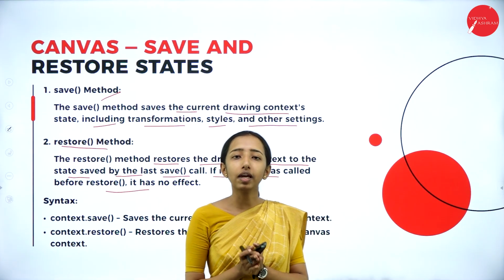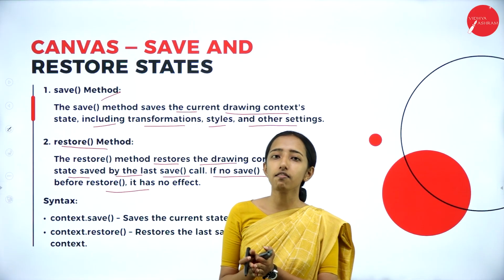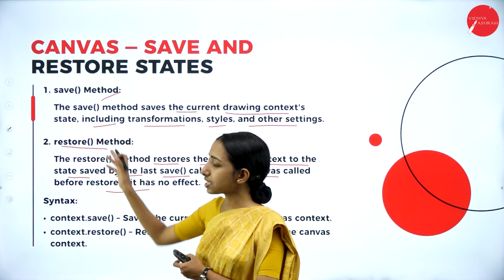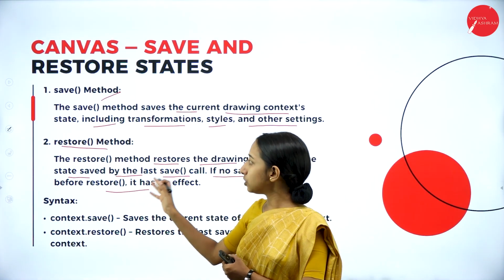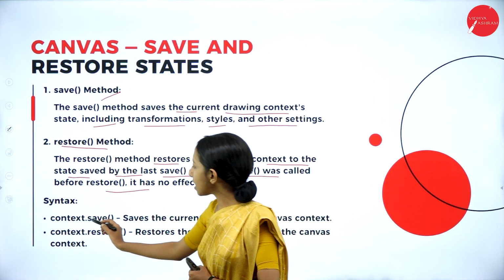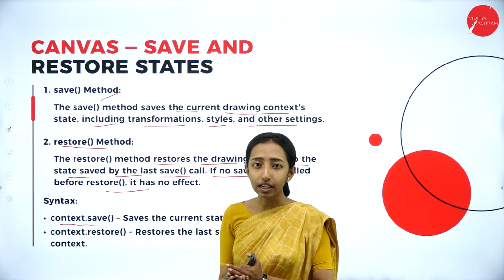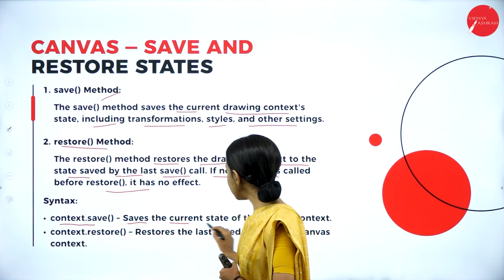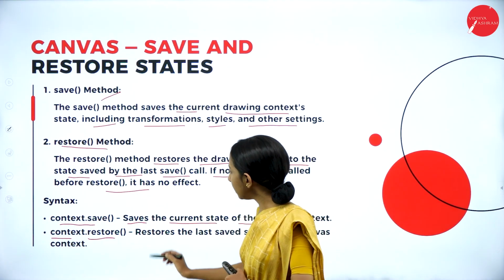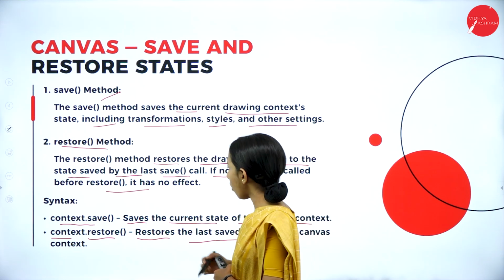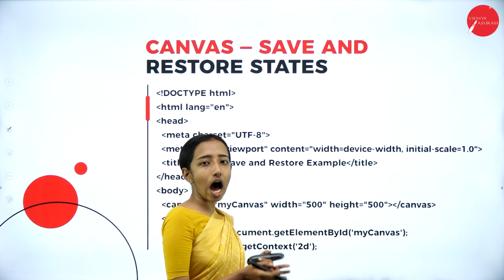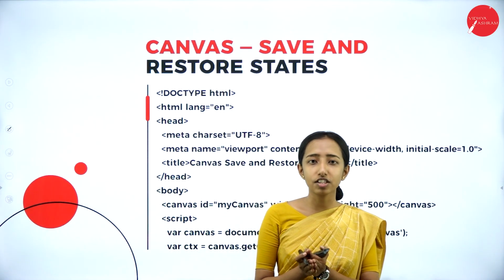So we mainly have two methods, save and restore. The restore will be applicable when the save method has been called; if not, it doesn't work in a proper way. Here is the syntax. The first is context.save, the method we call, which saves the current state of the canvas context. The next is the restore method, which restores the last saved state of the canvas context. Here is a simple example of the save and restore methods.